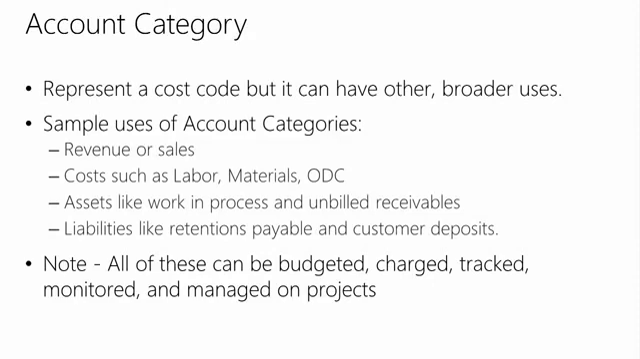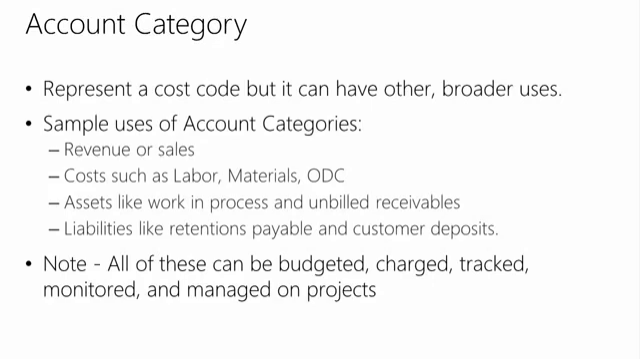Here's an example of account categories, which I just showed you. We can have revenue or sales, costs such as labor and material. We can also track assets like work in process or unbilled AR, or liabilities such as deposits or retention payable.